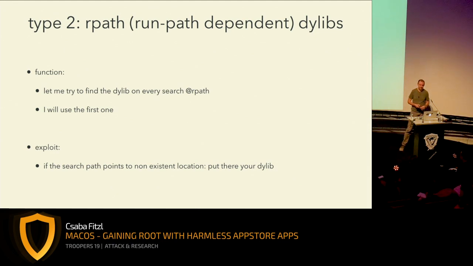The other one is the run path dependent dylib. Basically, there is a function in the loader to load these rpath dependent dylibs. These are dylibs whose location is not known at compile time. So there is an rpath variable that the loader can go and see and try to find that dylib. And it will do a sequential search, and the first dylib found will be loaded. So it's basically a little bit like search order hijacking on Windows. So what you can do is monitor or look for those rpath variables inside an application. And if you find a path that doesn't exist, but it's earlier in the sequence, you put your dylib there, and that's it. It will be loaded.